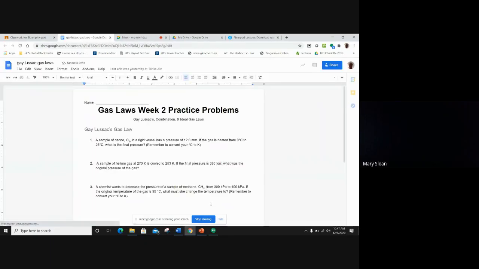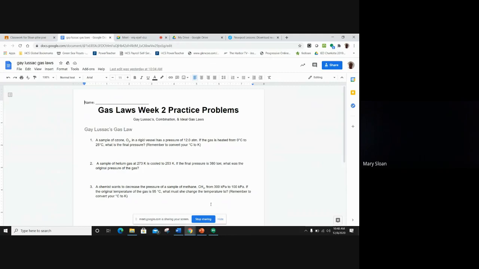There is a blank space on your page on your squares. Please open that one up. And we're going to do the first practice problem that's on the screen here. So it says a sample of O3 in a rigid vessel has a pressure of 12 atm. Wait, this one's where your blank is. Yes, ma'am. You're just going to have to write the variables and stuff, okay? And if the gas is heated from 0 degrees Celsius to 25 degrees Celsius, what is the final pressure? Okay? We're looking for P2, correct? So write this down.